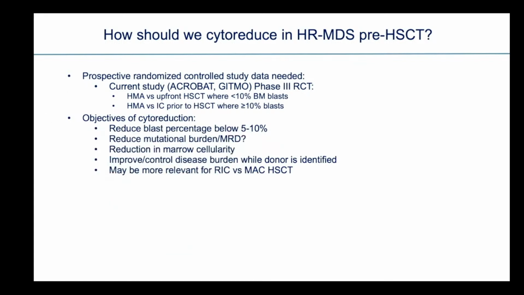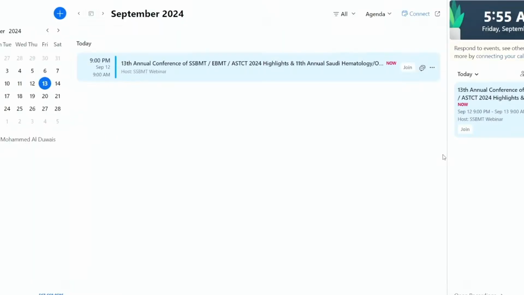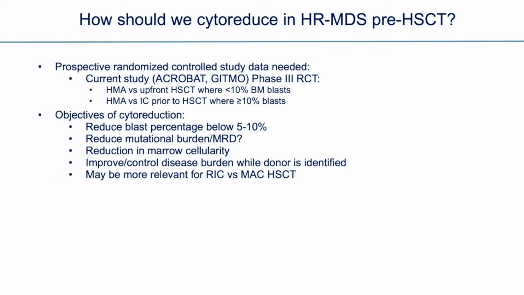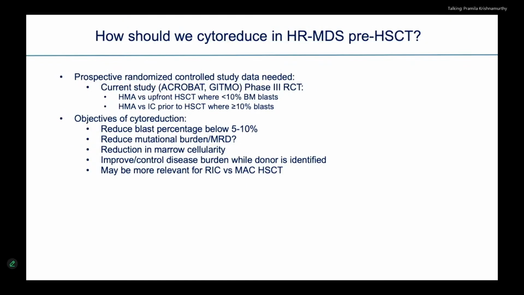And then the question should also be, what are the objectives of cytoreduction? So what are we aiming for in these patients? It's somewhat different from acute myeloid leukemia, you might argue. We could reduce the blast percentage to below 5 to 10%, but exactly how low? We could reduce mutational burden. We could even go so far as to trying to reach an MRD negative state. But how much will this influence the outcome? And what would be the challenges and toxicity of trying to achieve such deep response?